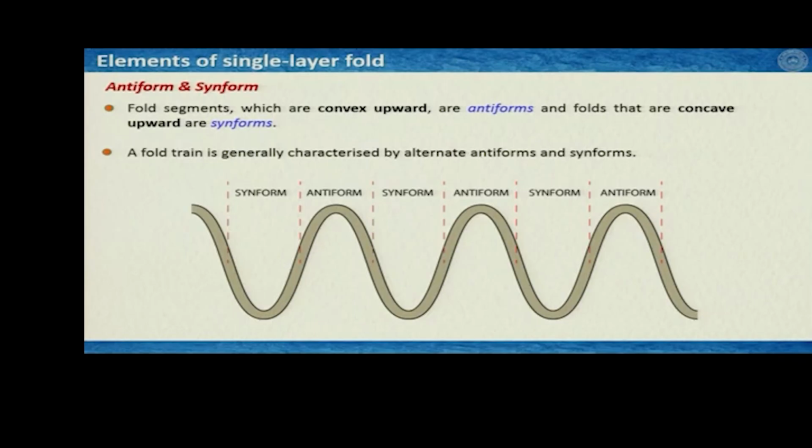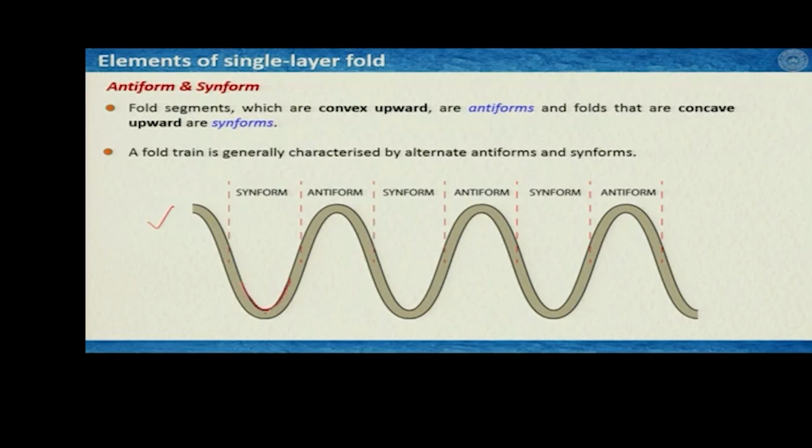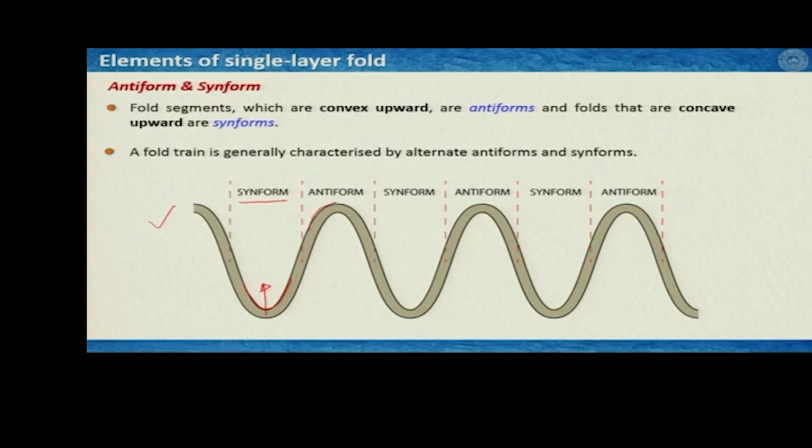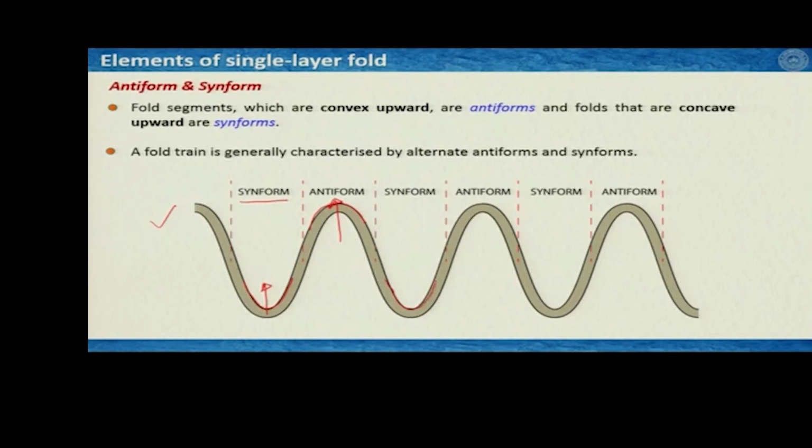So, as you can see in this illustration here, this is a concave side and this concavity is upward. So, as per definition, this is synform. Here this is convex and the convexity is upward, this is antiform. Here again this is concave, concavity is upward, this is synform, and so on.